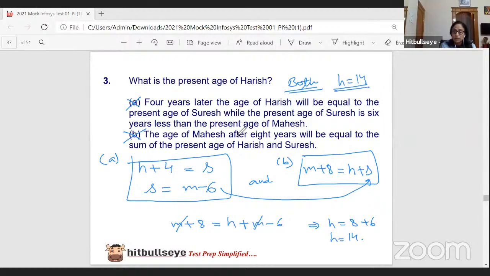So which option will you mark? When you use both the informations together and you get a unique answer, which option do you mark? Option number 3. Okay, so C option is the correct answer. Are you clear now? So now you understand why I said in the beginning that quant is quite manageable. It's very simple algebra, simple real life algebra.